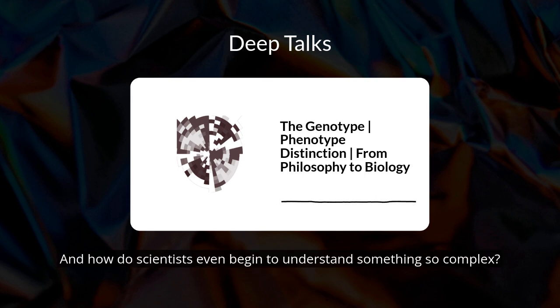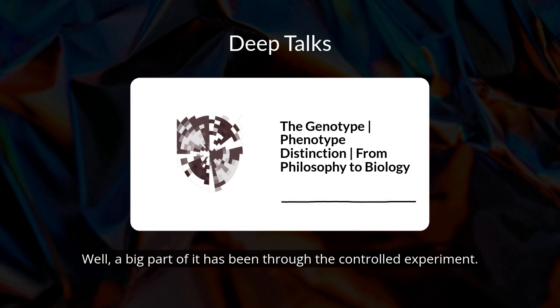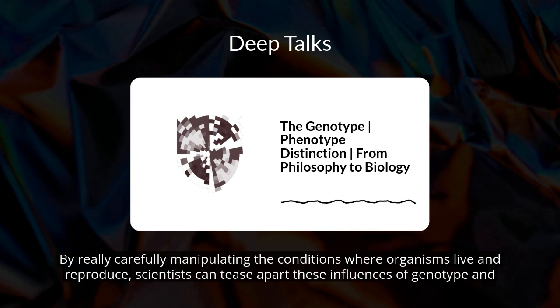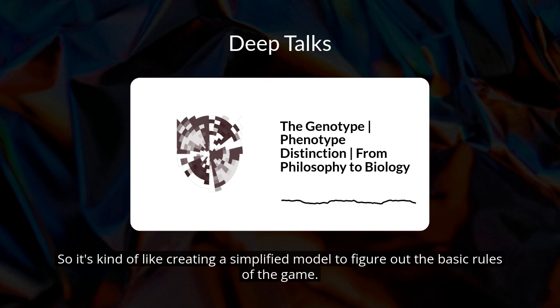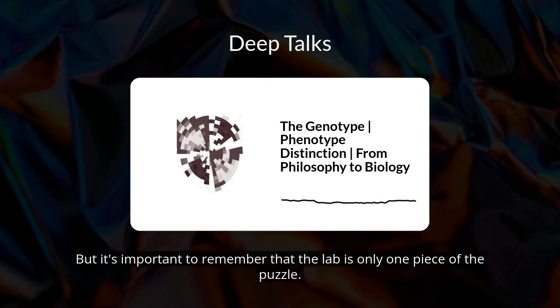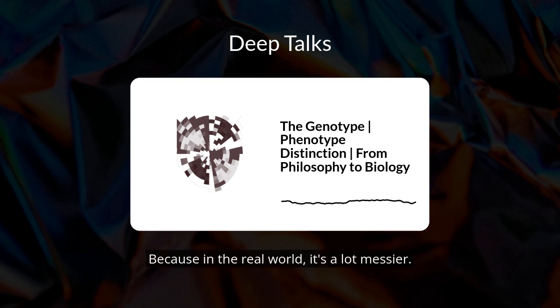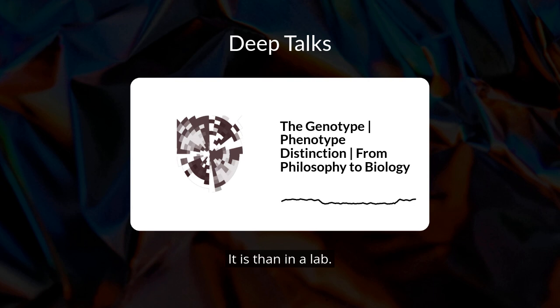And how do scientists even begin to understand something so complex? Well, a big part of it has been through the controlled experiment. By carefully manipulating the conditions where organisms live and reproduce, scientists can tease apart these influences of genotype and environment. So it's kind of like creating a simplified model to figure out the basic rules of the game. It is, but it's important to remember that the lab is only one piece of the puzzle. Right, because in the real world, it's a lot messier. It is, yeah, compared to a lab.